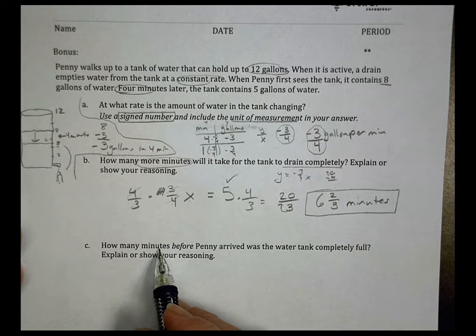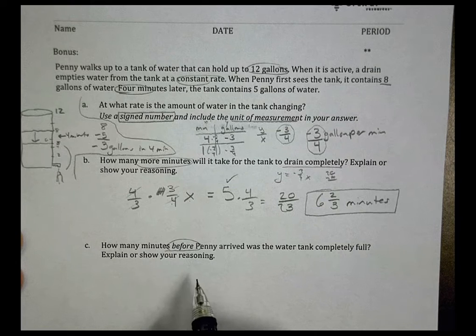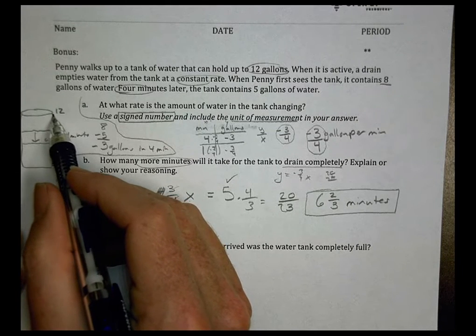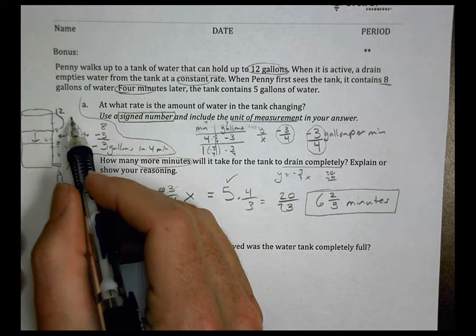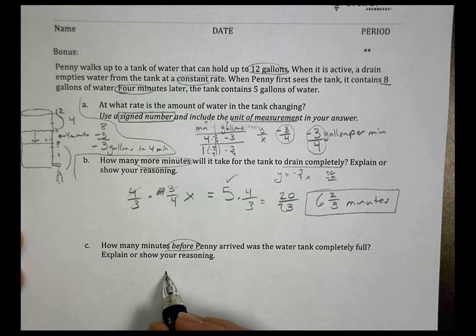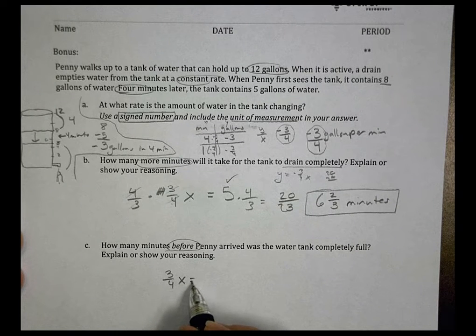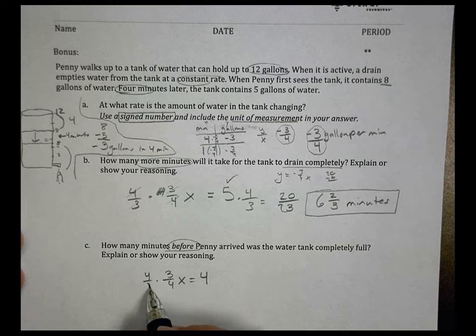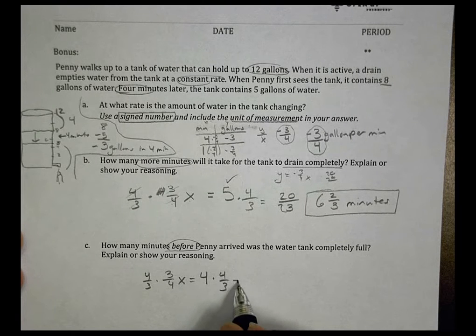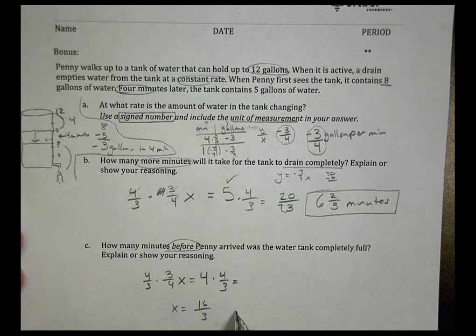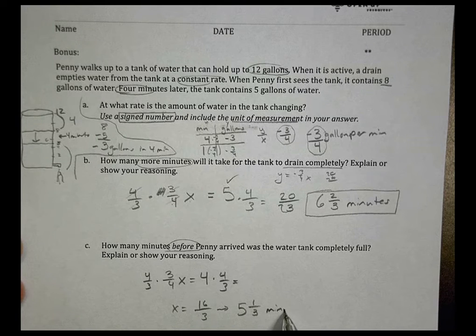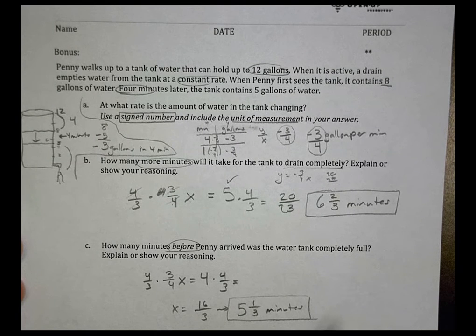Now the same thing can be done with part C. How many minutes before Penny arrived was the water tank completely full? Well, how much are we talking about filling up here? Well, 8 to 12 is a difference of 4 gallons. So once again, we'll do 3/4 x equals 4 gallons. We multiply by the reciprocal, and we end up with x equals 16 over 3. 3 goes into 16 5 times, 3 times 5 is 15, 1 left over, so 5 1/3. So it would take 5 1/3 minutes is how long it would have taken to be at that point.